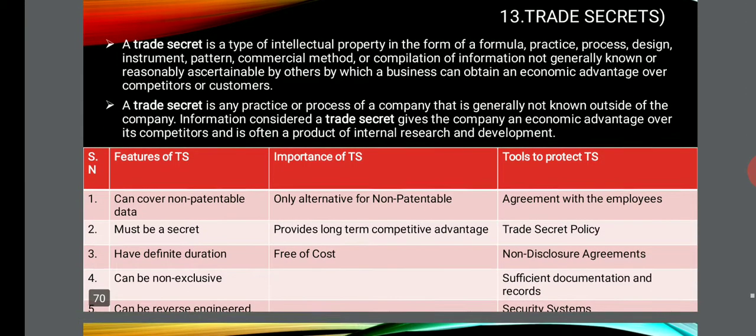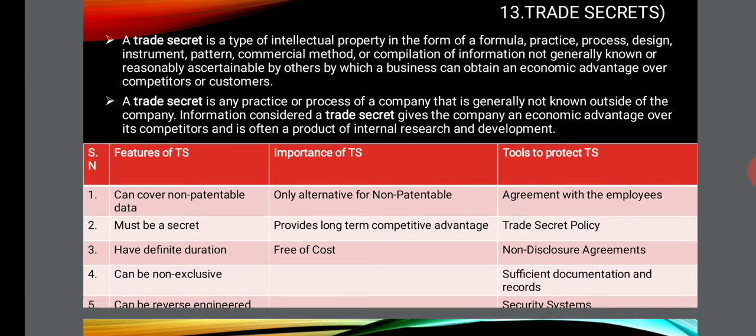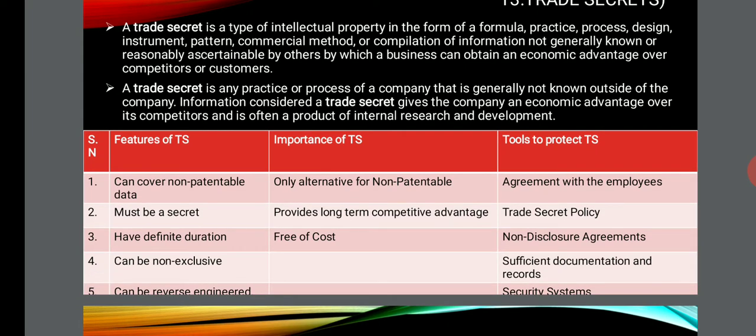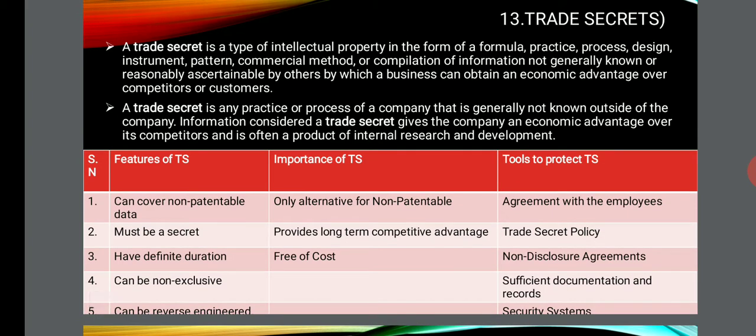Now, trade secrets. A trade secret is a type of intellectual property in the form of a formula, practice, process, design, instrument, pattern, commercial method, or compilation of information not generally known or reasonably ascertained by others, by which a business can obtain an economic advantage over competitors or customers. So these are some trade secrets which you keep. Some specific formula, like Coca-Cola or Pepsi, they have their own formulas. Then practice, process, they can keep that as secret. That is a trade secret.